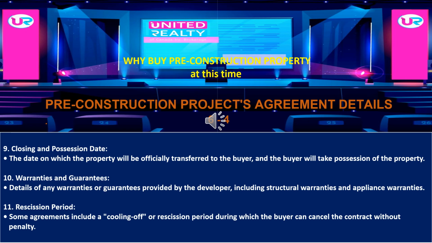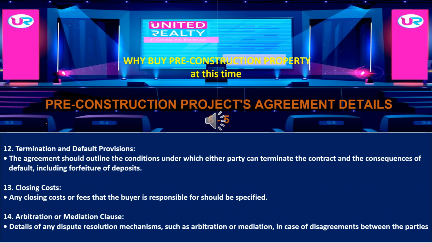11. Rescission period. Some agreements include a cooling off or rescission period during which the buyer can cancel the contract without penalty. 12. Termination and default provisions. The agreement should outline the conditions under which either party can terminate the contract and the consequences of default, including forfeiture of deposits. 13. Closing costs.